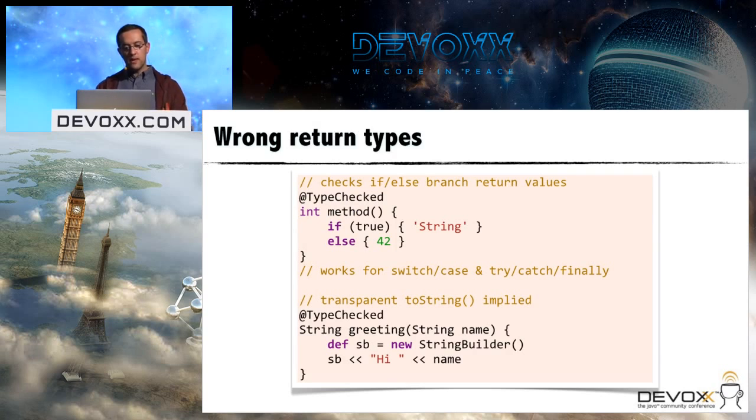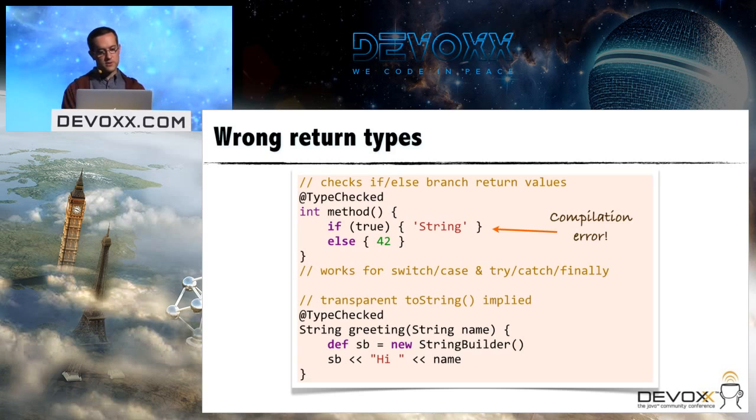Also, if you're making mistakes with your return values, in this example I have a method which returns an int, and I say if true I return a string, otherwise return an int, but the compiler will complain because a string is not an int, of course.